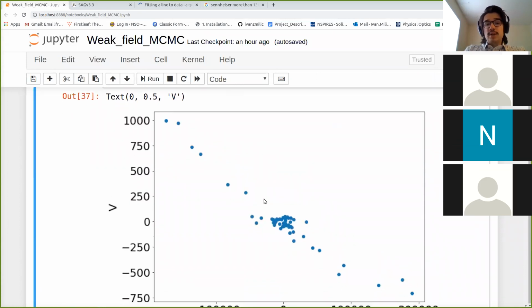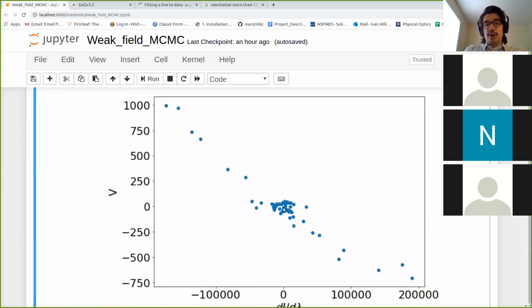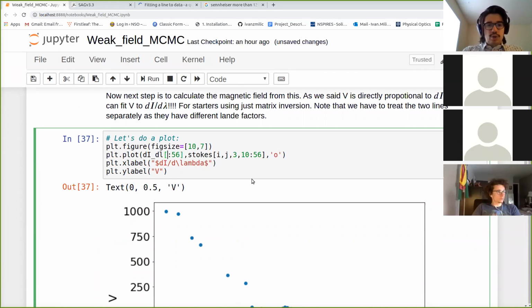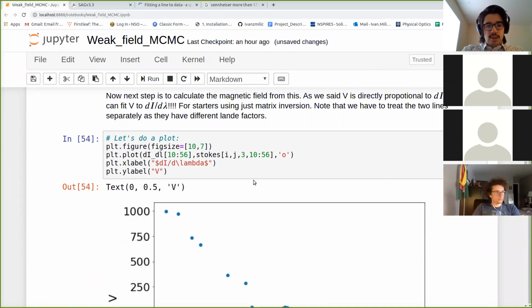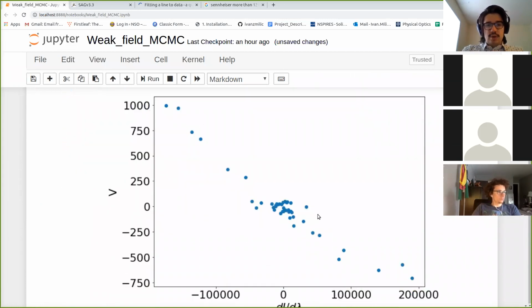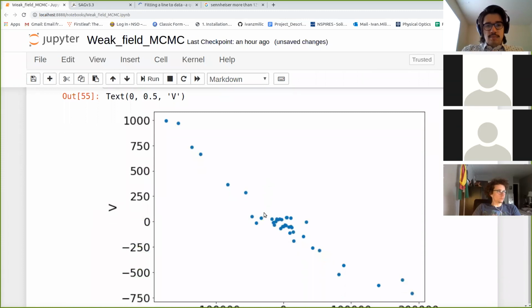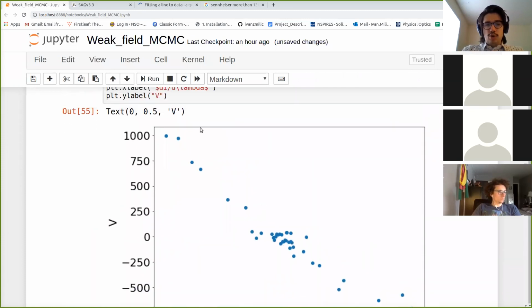Obviously, there are a lot of points around zero because a lot of points are in the continuum, and these points have no gradient and no Stokes V. So in principle, I could cut off a bit more here. I could cut, for example, the first 10 points, and then I have a little bit fewer points around zero. I can maybe even go to 50 here. So now it's a little bit more uniformly distributed.